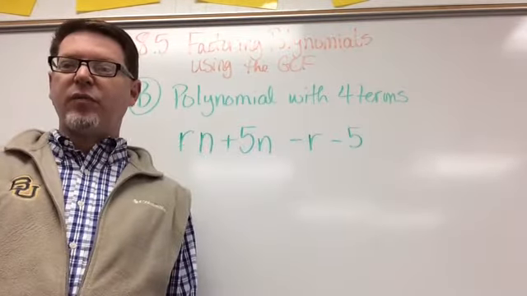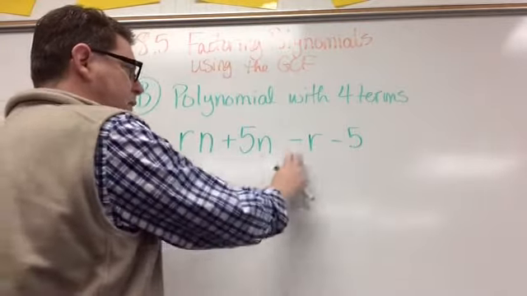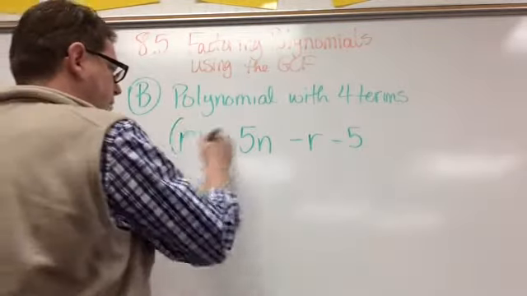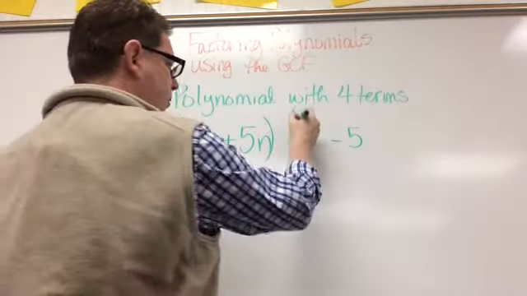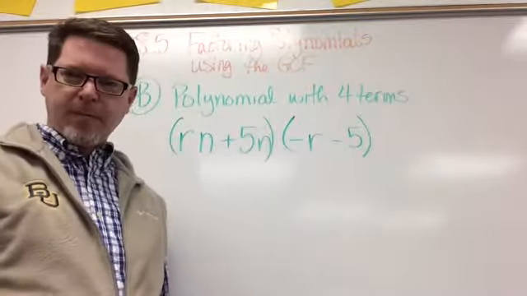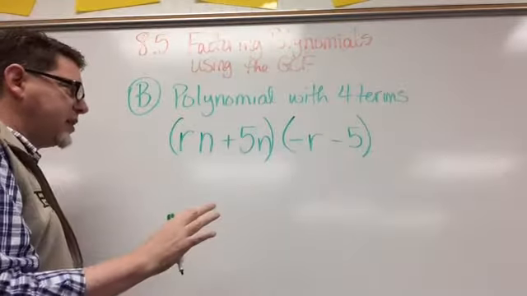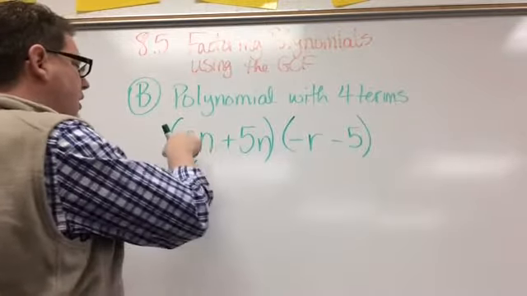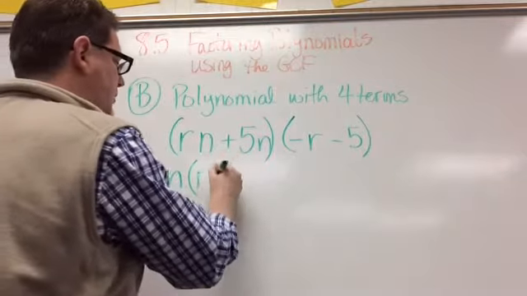So here's the next example with a polynomial with 4 terms: rn plus 5n minus r minus 5. Since I have 4 terms, I have to break them into two binomials. Here's the first one. Because it's a minus sign, I'm going to put it inside the parentheses. If it was a plus sign, the plus sign would stay outside. And you're going to see why in a minute. So I've got rn and 5n, and which is the greatest common factor? Just n. So rn divided by n is just r, and then 5n divided by n is plus 5.